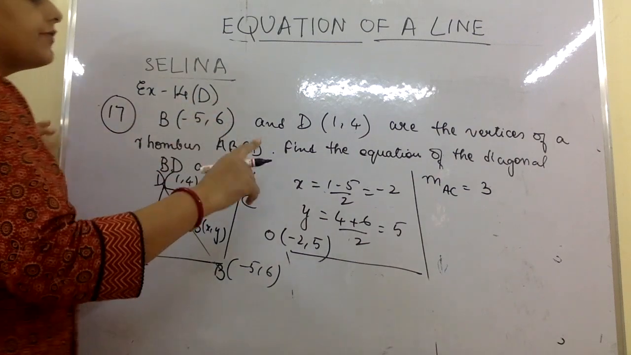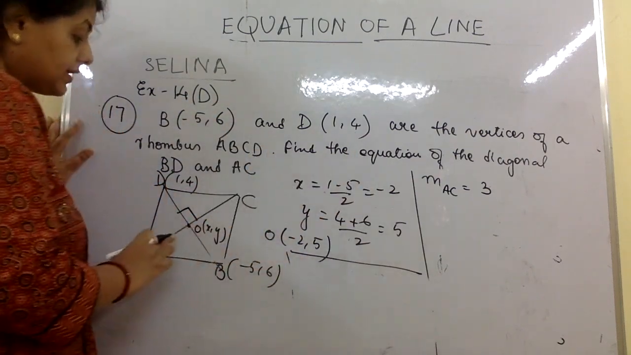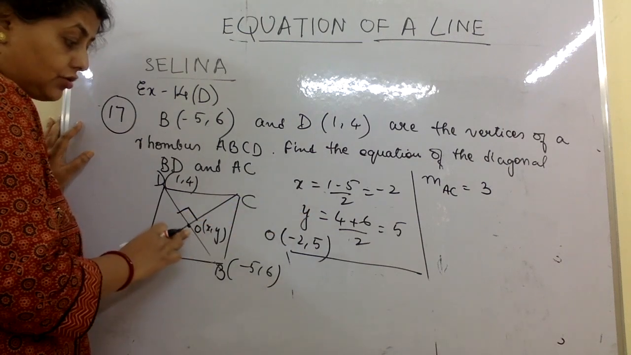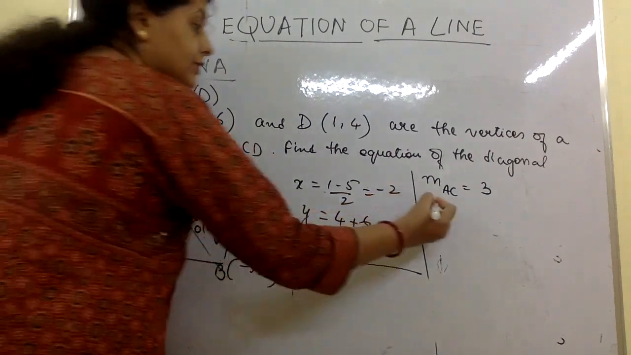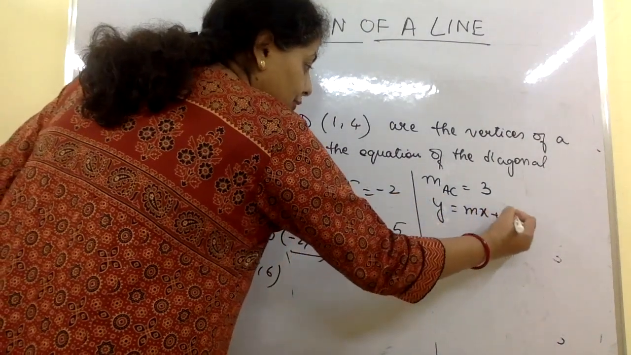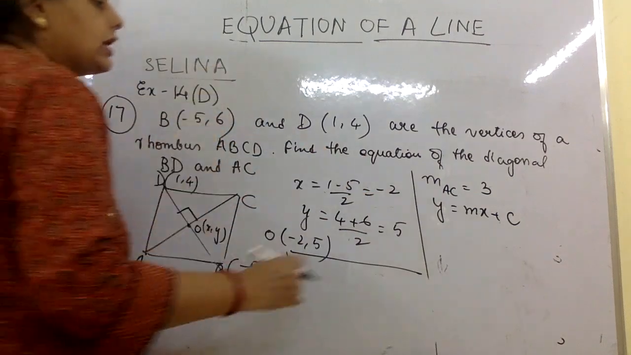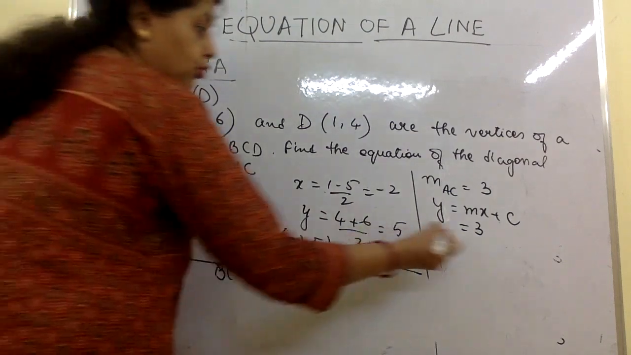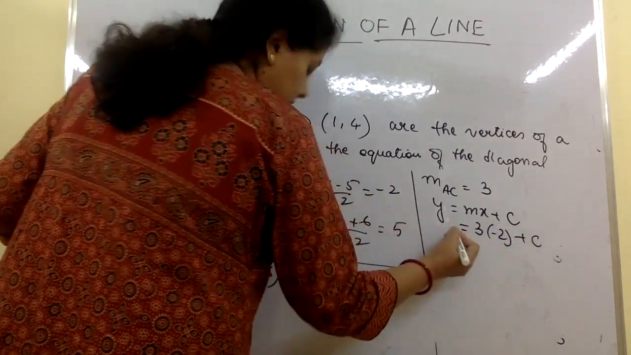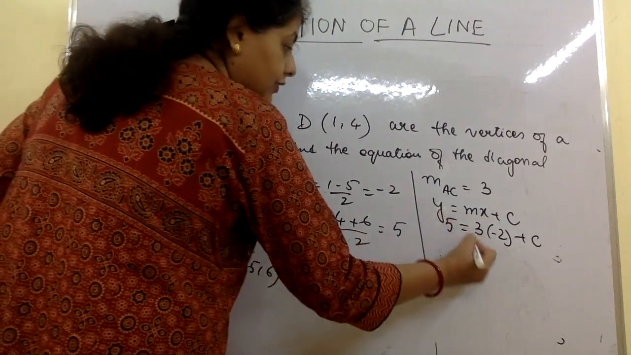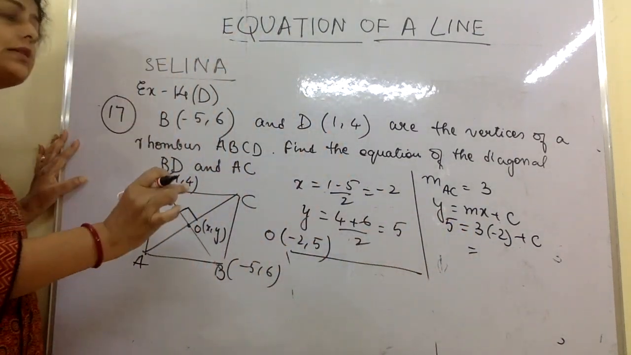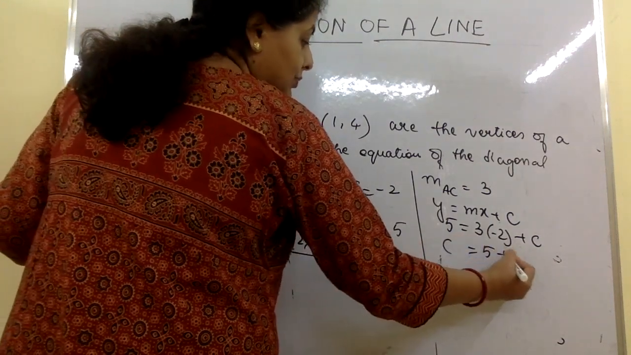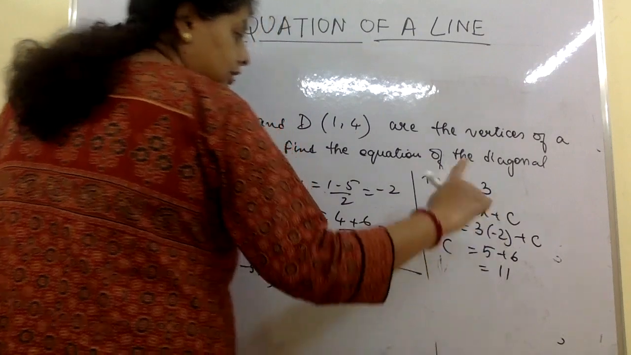m of AC is 3. I know the slope now, and I know one point on the line AC. So I can start with y is equal to mx plus c. Why am I doing all this? Just to find c. So here I'll put the 3, here this point x is minus 2, plus c, and y is 5. I need just one point on the line, and I can get it. So c is equal to 5 plus 6, which is 11. I got the value of c.